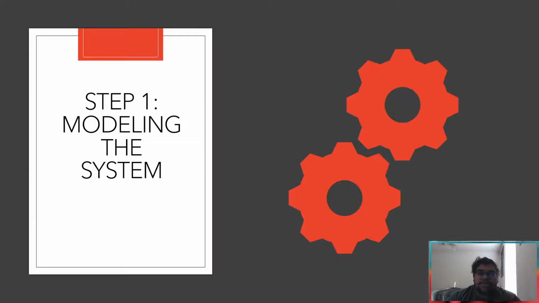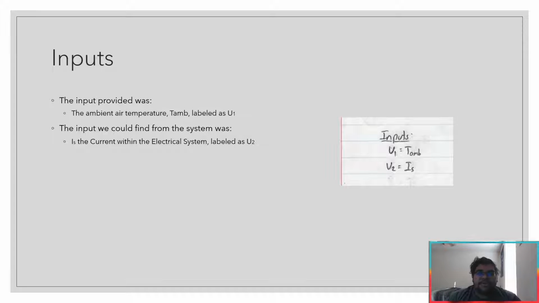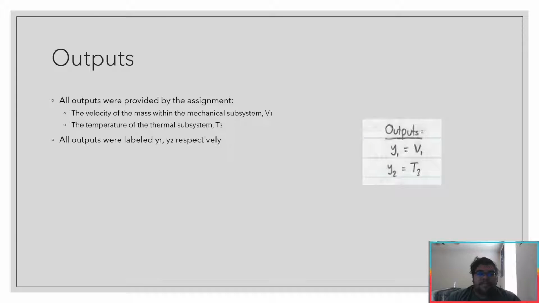Step 1 was modeling the system. The first thing I did was label each component with its variable and label each system with a number so it would be easy to calculate. These were the inputs that were given to us. The outputs were also provided to us.